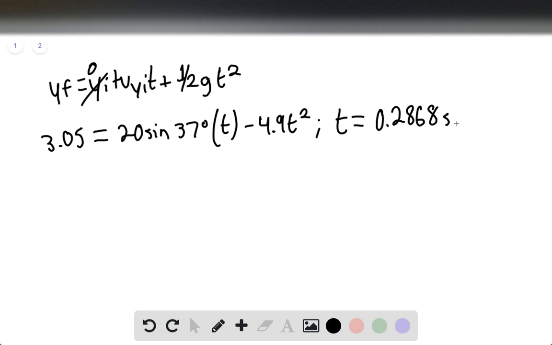0.2868 seconds and 2.1073 seconds. Now here, we need to realize that both of these times are valid. So when we find delta x, the horizontal displacement needed in order to make the goal, we need to use both of these. So we'll say delta x1, delta x2.